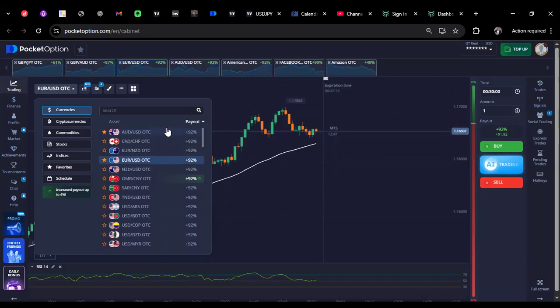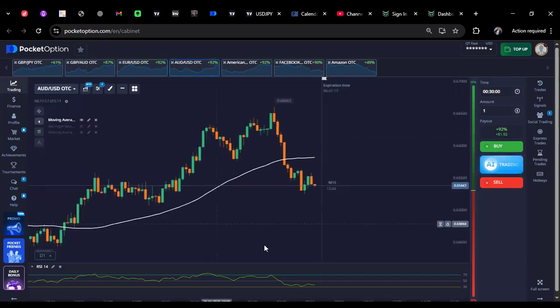Let me use ADUSD OTC. In this particular case, I'm seeing an uptrend, then the market broke at a particular point, which I can see as a support perhaps, then this point. It's not the strongest, but let me just mark it out first.